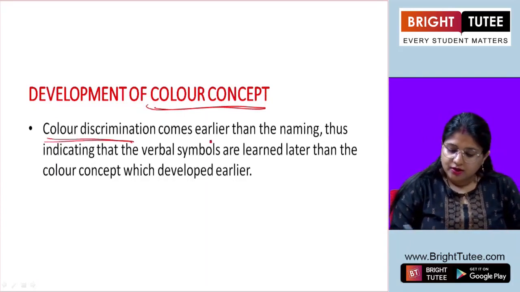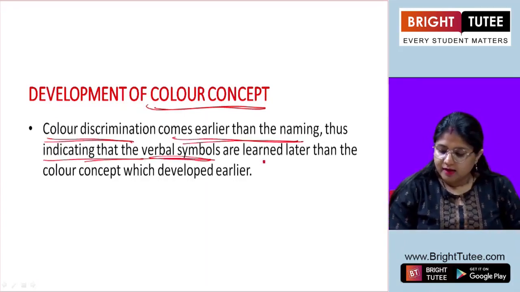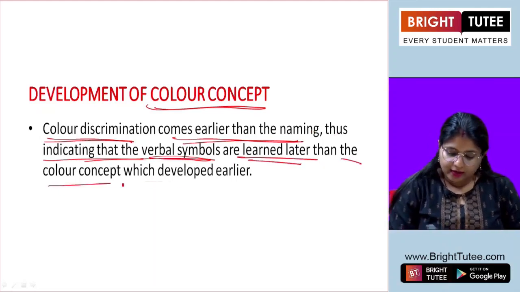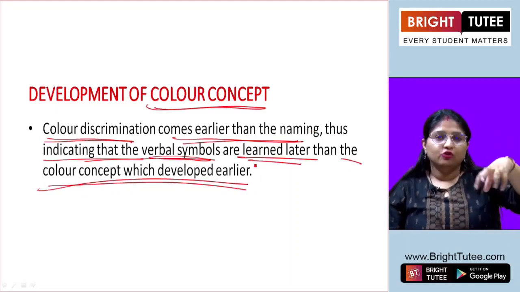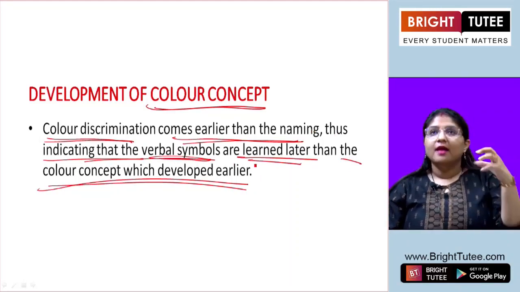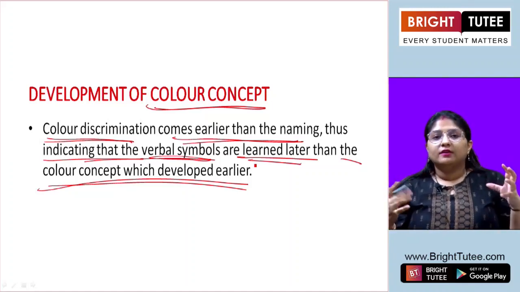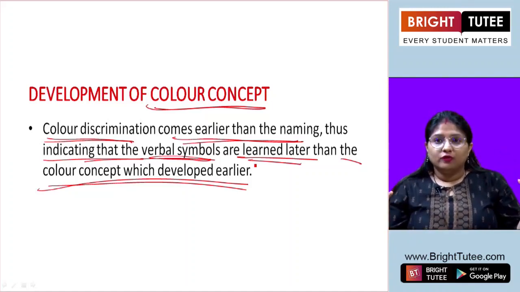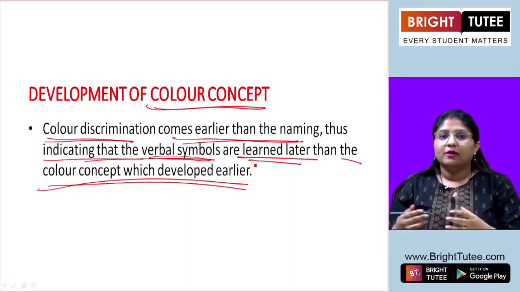Color discrimination comes earlier than naming, thus indicating that verbal symbols are learnt later than the color concept, which is developed earlier. Usually when you show a child colorful things, that child becomes more happy. He or she will look at the colors and will be amazed by those colors. So this shows that the child is able to understand the color better.